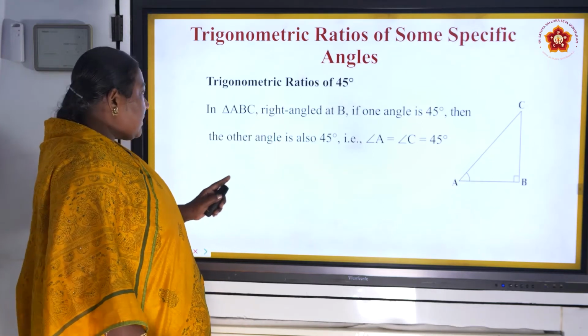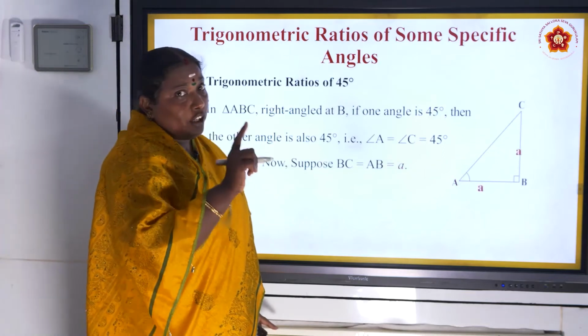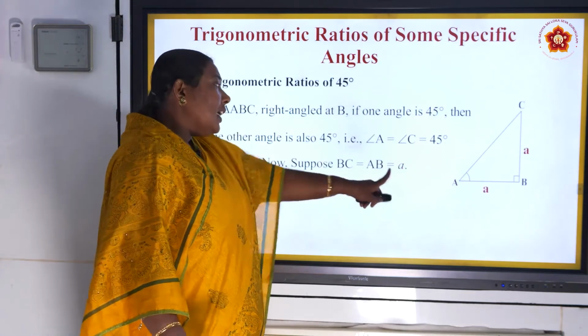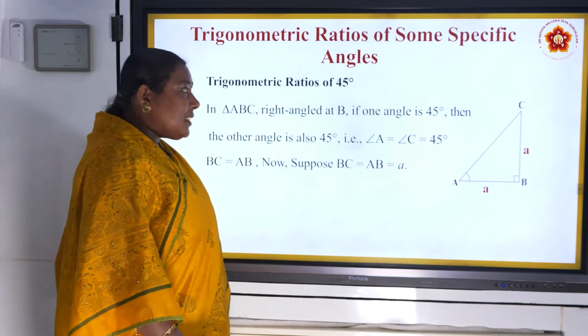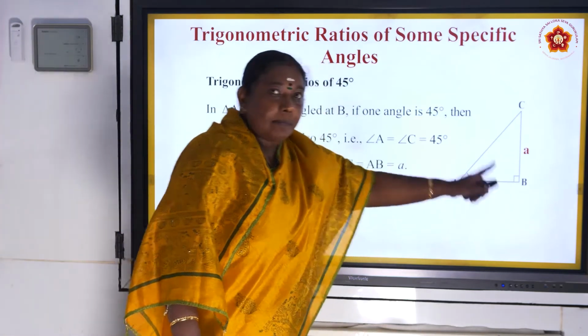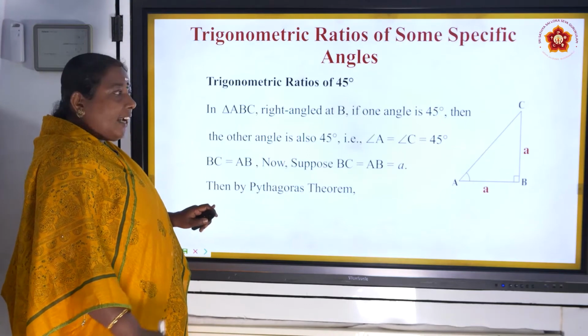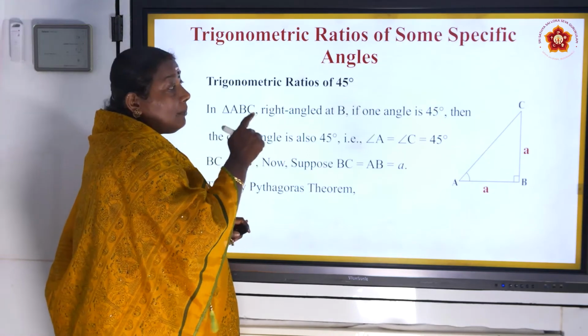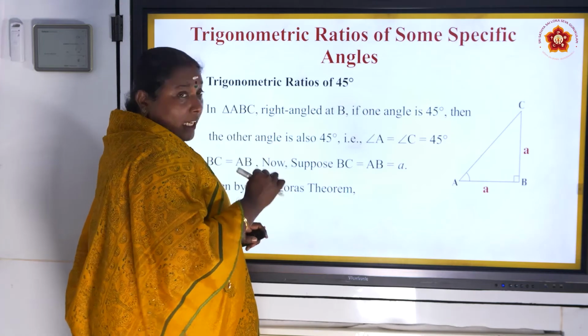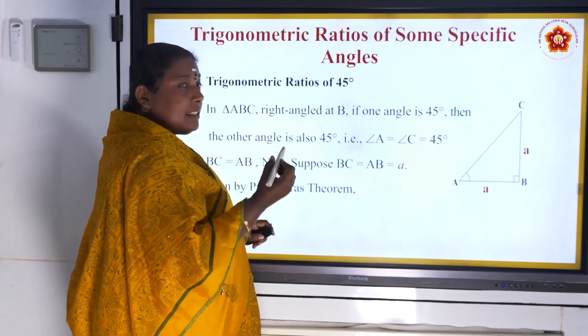Okay. Next, if both the angles are 45, then both the sides will be equal. So that side I am taking as A. Okay. Next, by Pythagoras theorem I can find the hypotenuse, that means my AC. I have AB is equal to A, BC is equal to A.